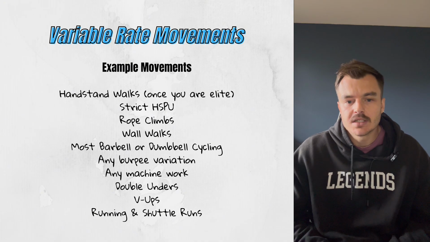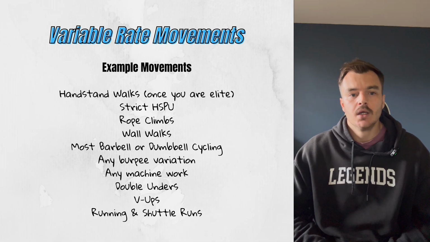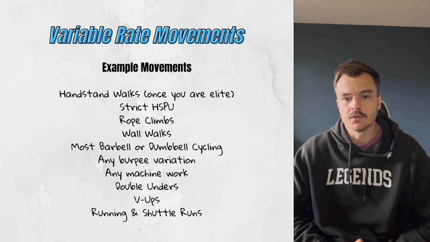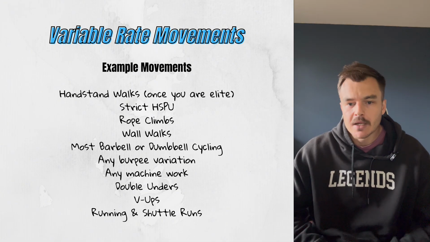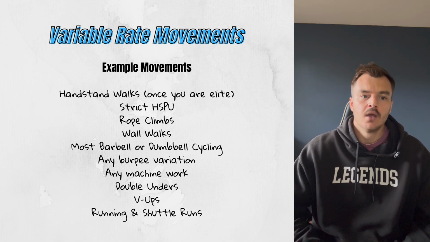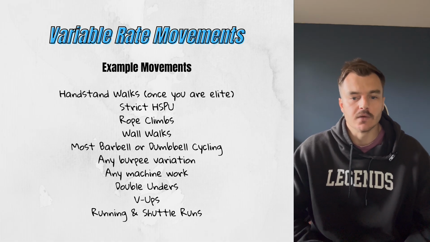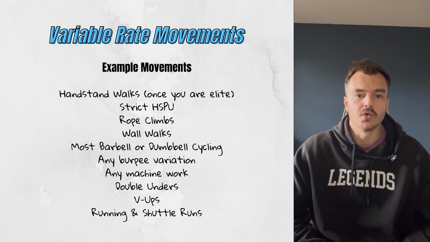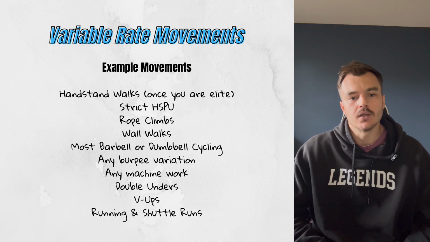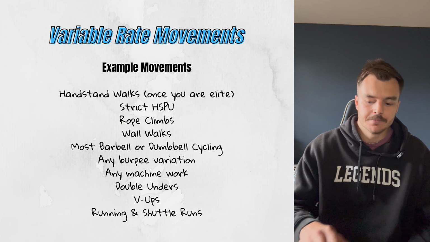V-ups are another good example. If you have really great core endurance and ability to compress your core, those are movements that you can get done quickly. We've all seen people get stuck on V-ups from not possessing the requisite amount of strength, and there's a lot of doing one and then laying on the floor in between reps, right? Running and shuttle runs and any sort of machine work should be pretty obvious why that's a variable rate movement. It's the most pure version of a variable rate movement where you can go extremely slow and you can also go extremely fast, and it depends almost entirely on your fitness, right?